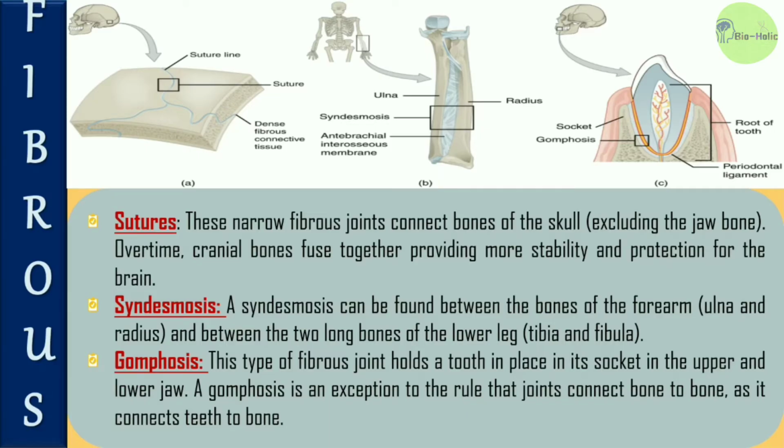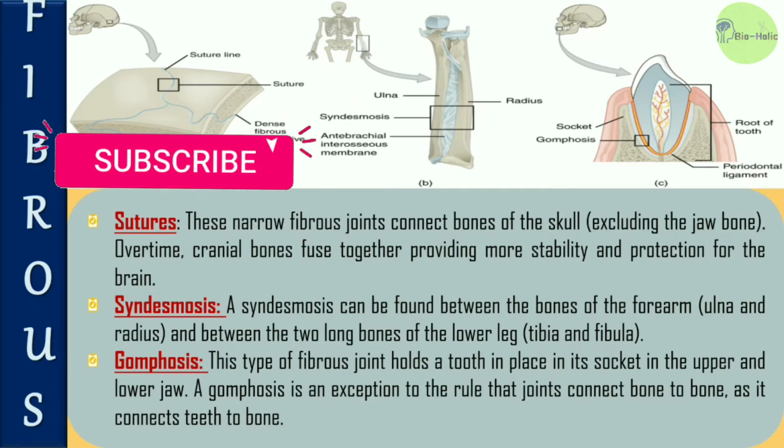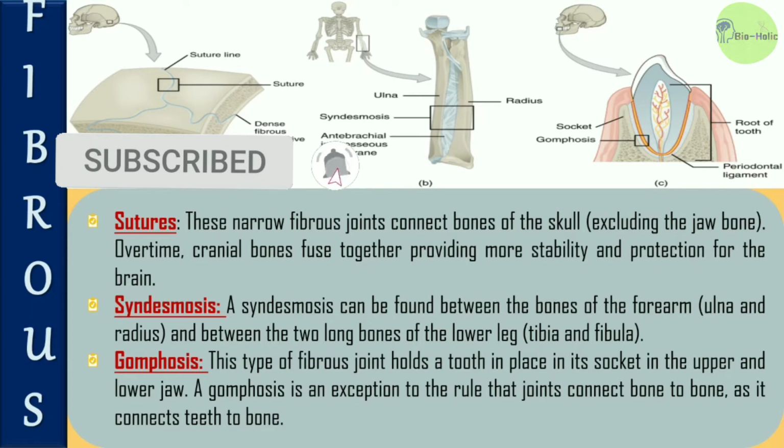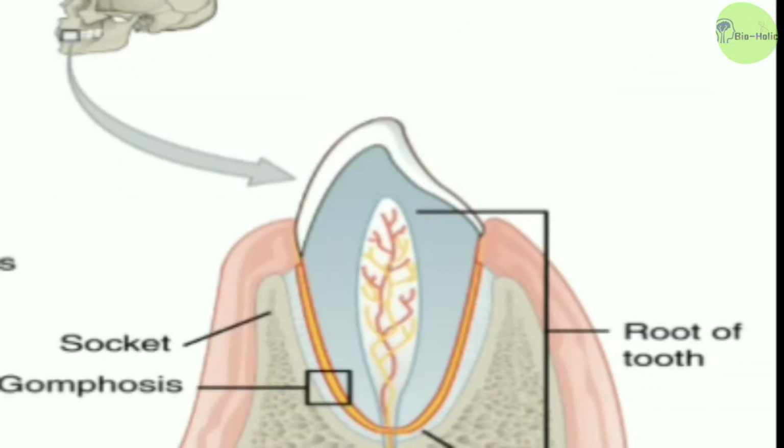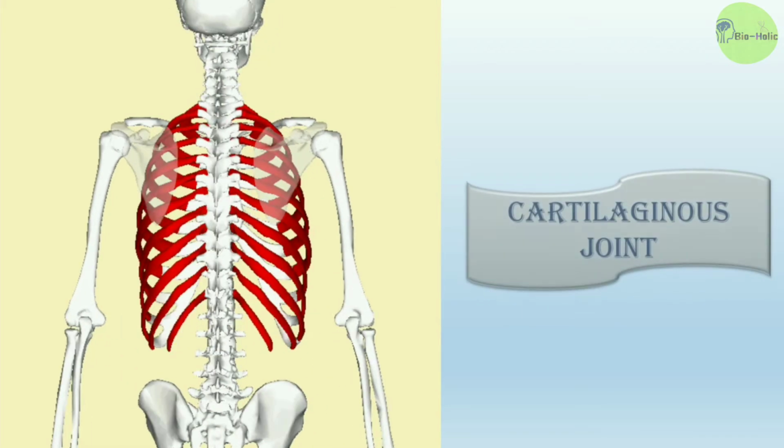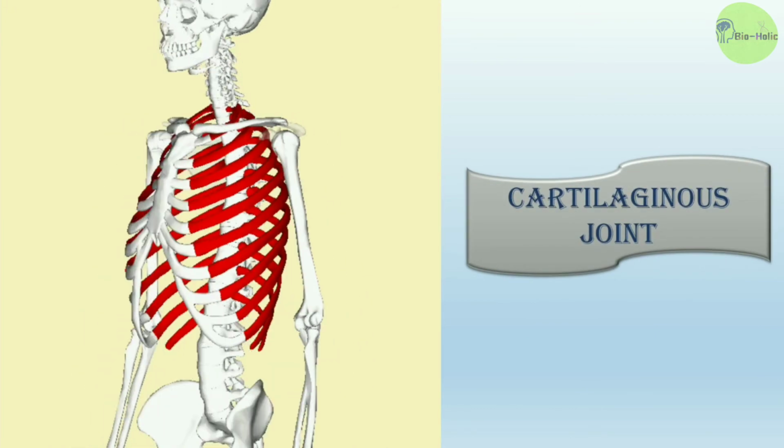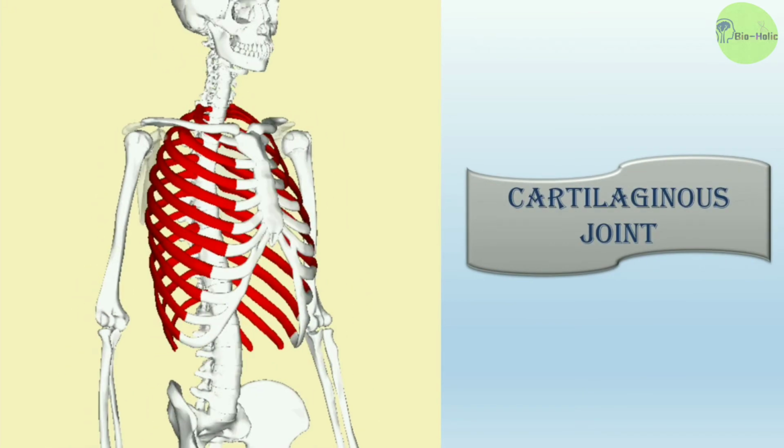And the last one is the gomphosis. This type of fibrous joint holds a tooth in place in its socket in the upper and lower jaw. A gomphosis is an exception to the rule that joints connect bone to bone, as it connects teeth to bone. After the fibrous joint, now it's time to learn about the cartilaginous joint.